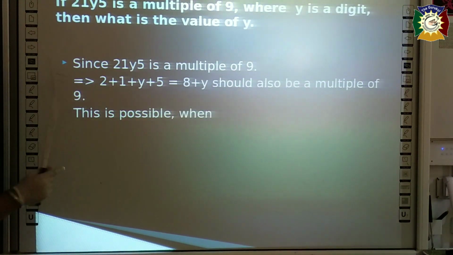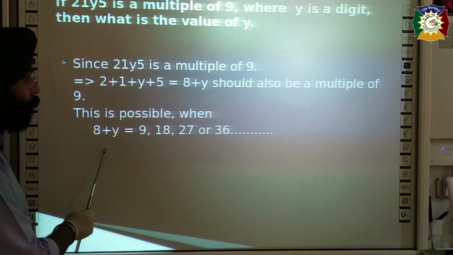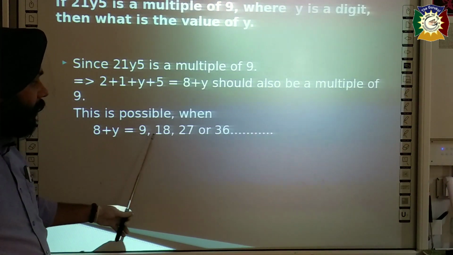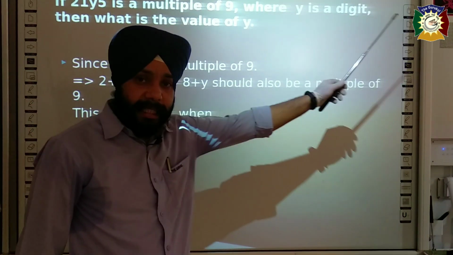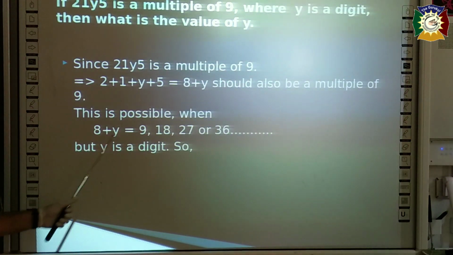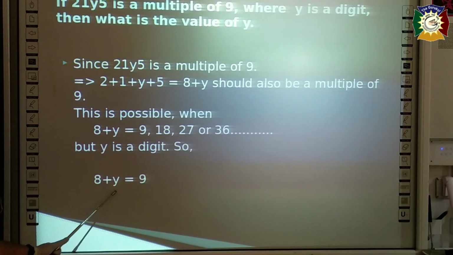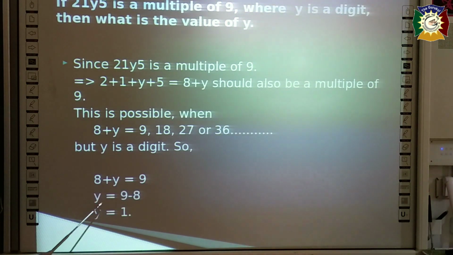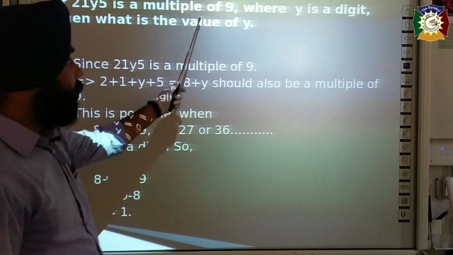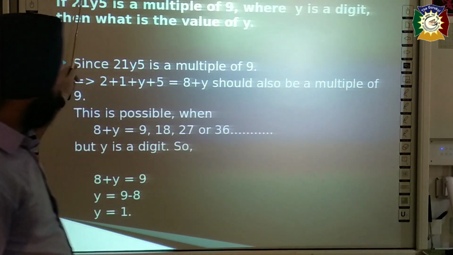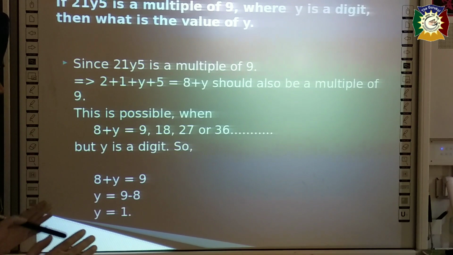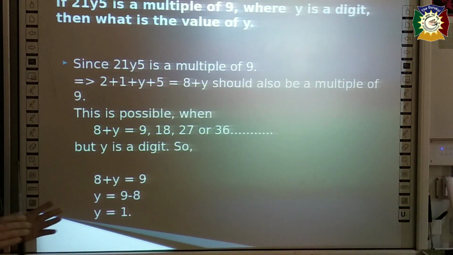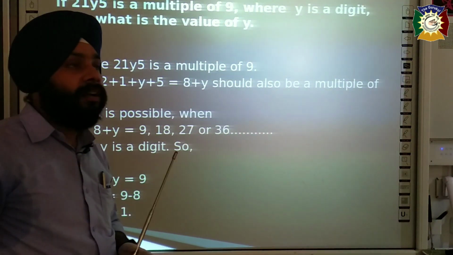Next slide. This is possible only when 8 plus y equals 9, 18, 27 or 36. But they said y is a digit, so we can take only 9. So 8 plus y is equal to 9, and we get the value of y equal to 1. So our number is 2115, which is a multiple of 9.